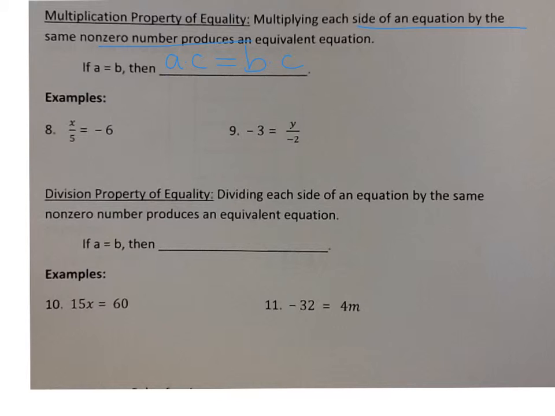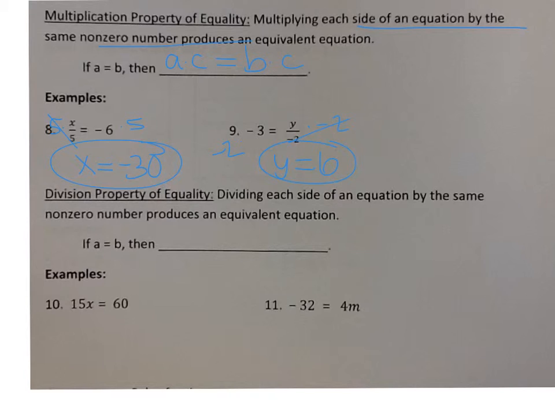Alright, here's our examples. X is being divided by 5, and that's equal to negative 6. So to undo the division by 5, we're going to multiply both sides of our equation by 5. And x ends up being negative 30. In number 9, we're going to apply that same property. Y is being divided by negative 2. So to undo divide by negative 2, we are going to multiply both sides by negative 2. So y is 6.